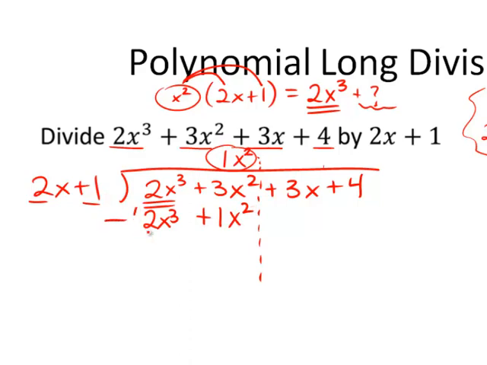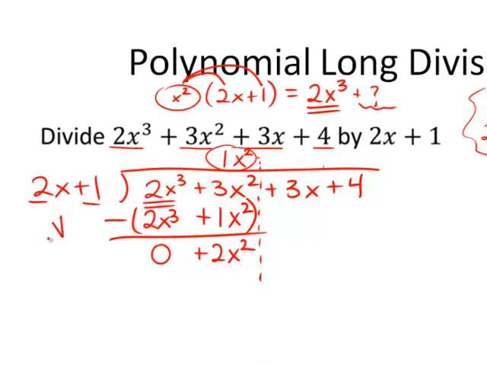Now you want to subtract this entire item away, so 2x cubed minus 2x cubed is going to give you 0, and 3x squared minus 1x squared, and notice it's a minusing a positive, which is still minusing, will give you positive 2x squared.